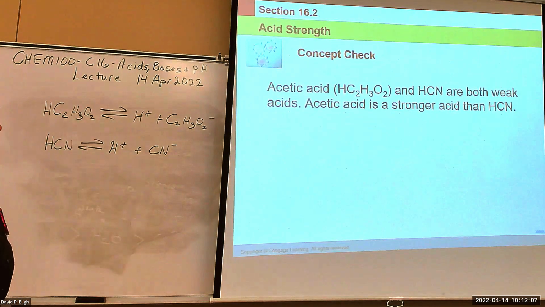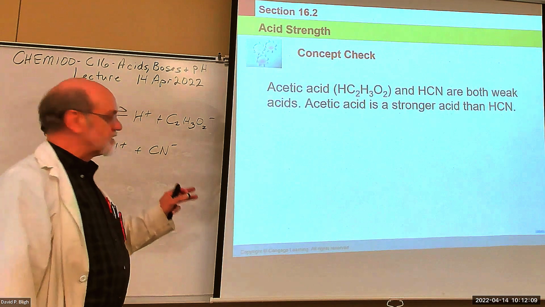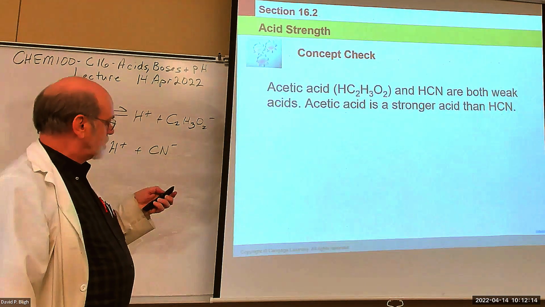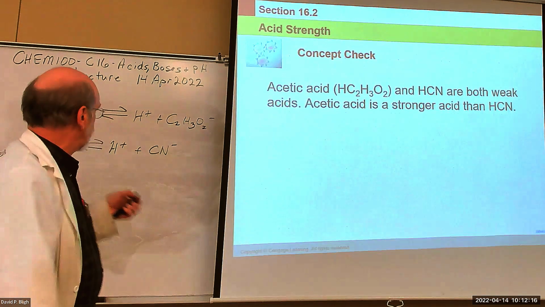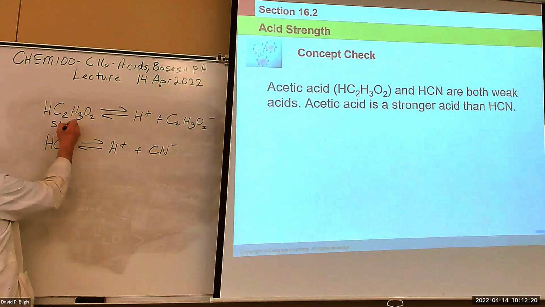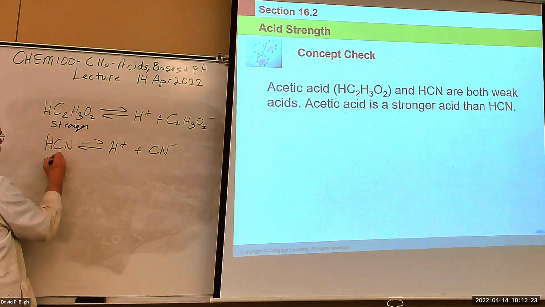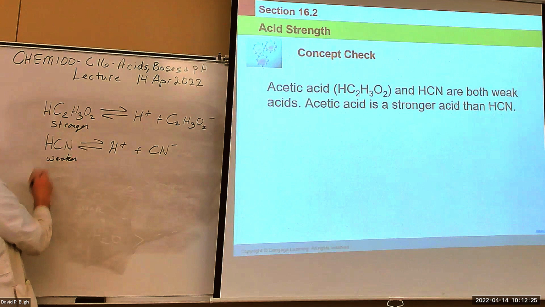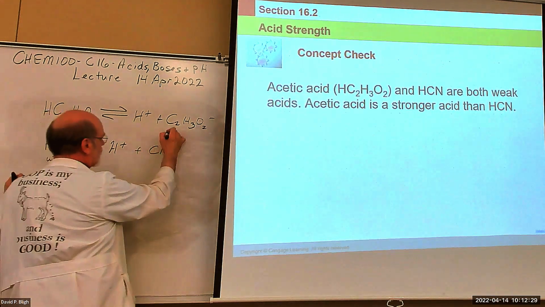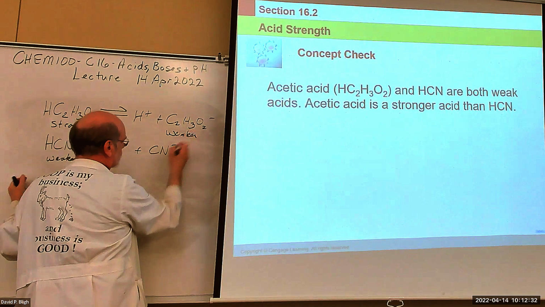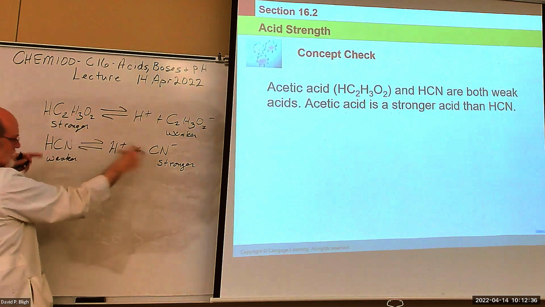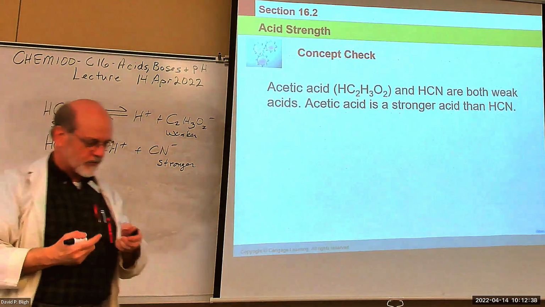Okay? Now, they're both weak acids, but acetic acid is stronger than HCN. So this is stronger, this is weaker. But they're both weak. So that means this one is going to be a weaker base, and this is the stronger base. Right? It's just the opposite. Now, what's the question?